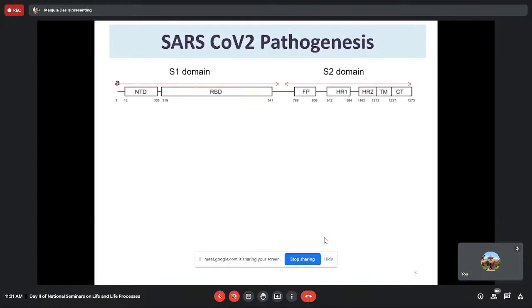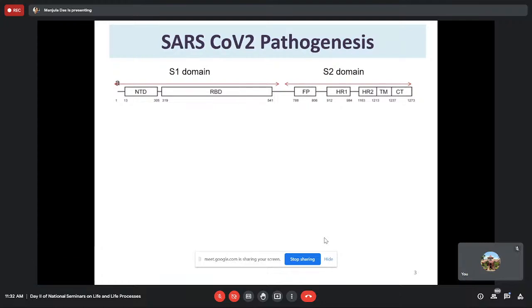Amongst the 4 structural proteins, the spike protein is crucial for the virus to initiate infection in the host. The spike protein can be divided into S1 and S2 domains, where S1 consists of the receptor binding domain, or RBD, which is necessary for it to bind to the host cell receptor. The S2 domain comprises fusion proteins, which facilitate host-viral membrane fusion.